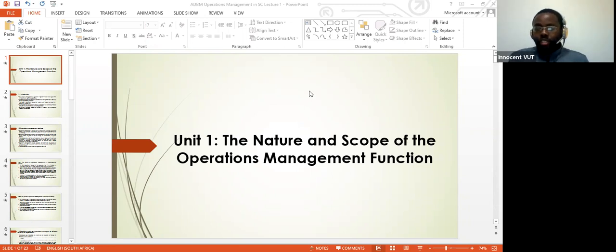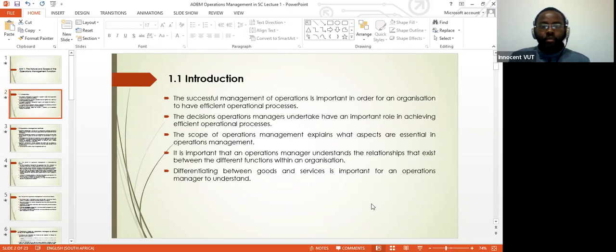Right, today we are going to look at Unit 1, which is the first one, the nature and scope of the operations management function. So it's basically an introduction to operations management. Right, let's get started.